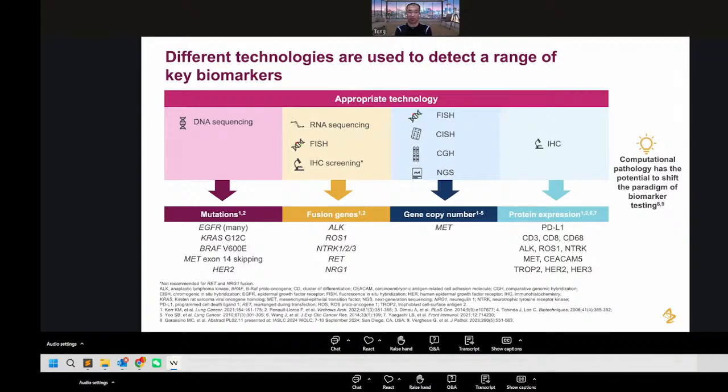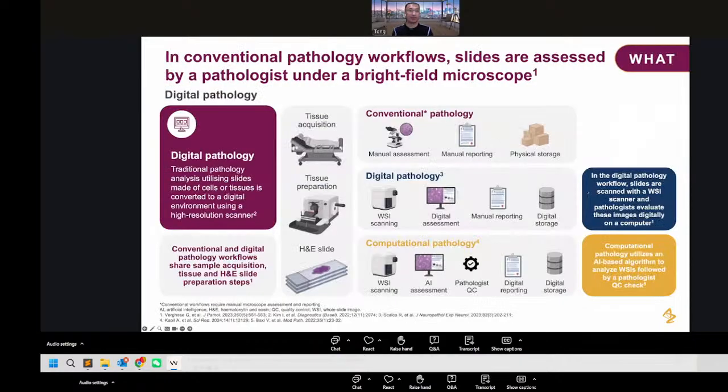So that comes to today's topic, which is digital pathology and computational pathology, which can make IHC, the image-based technologies, more upgraded. All right, let's move to the next slide here.